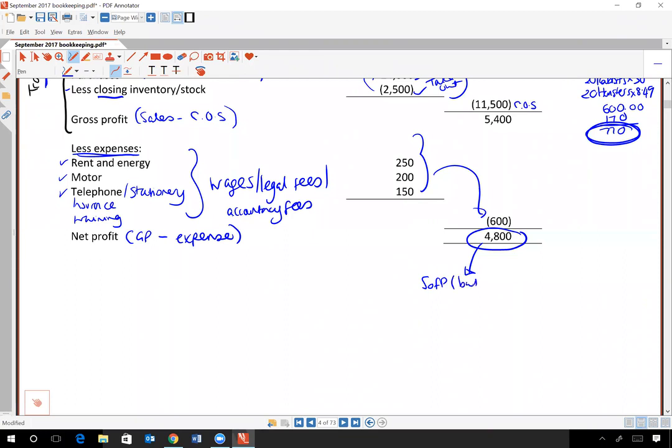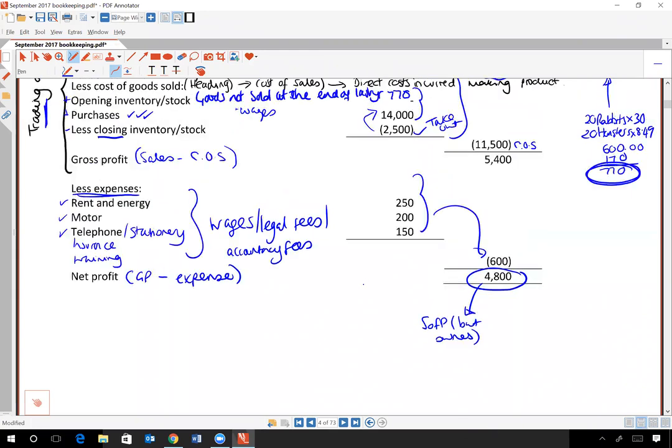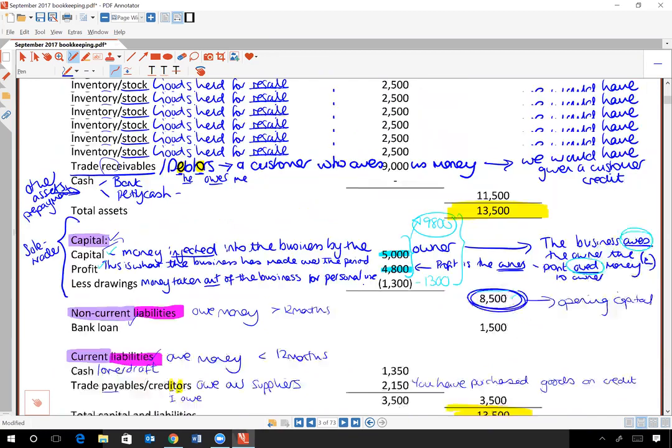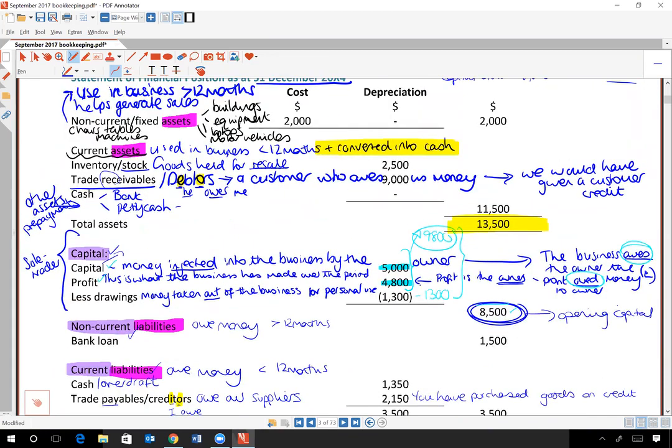But that's because it's the owners, isn't it? So it goes into the capital element. So I absolutely agree. It goes to the owner. How do we show that? By putting it into the balance sheet or statement of financial position. So it goes there. So that profit goes into the balance sheet. So the two statements are linked together.